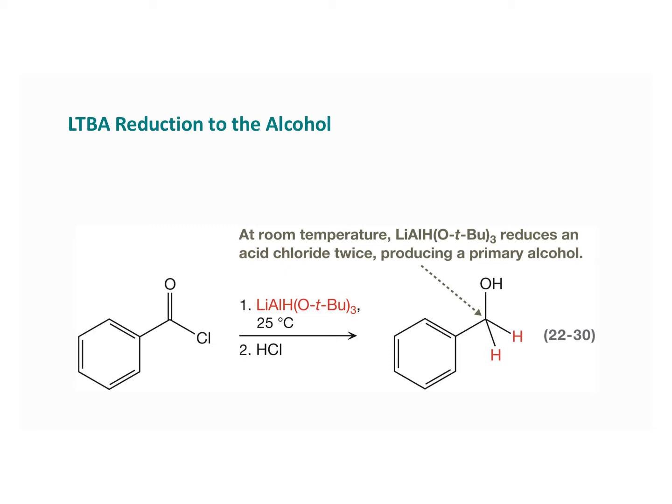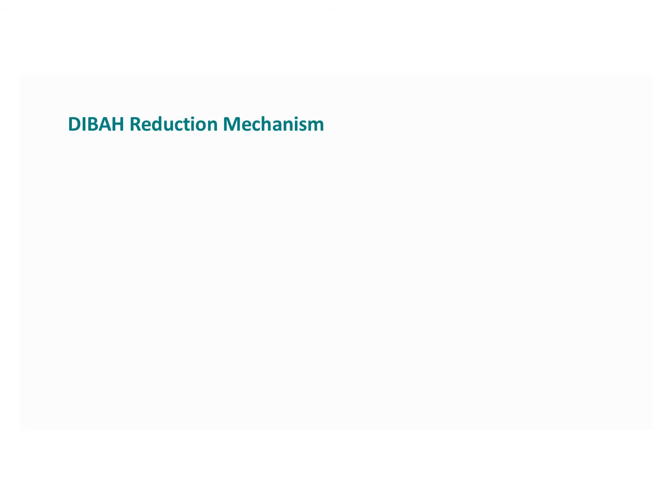Now, the reduction of an ester by DIBAL also stops at the aldehyde stage, not because the second reduction is slower than the first, but because the tetrahedral intermediate that's formed is relatively stable at very cold temperatures. And so let's look at that mechanism.